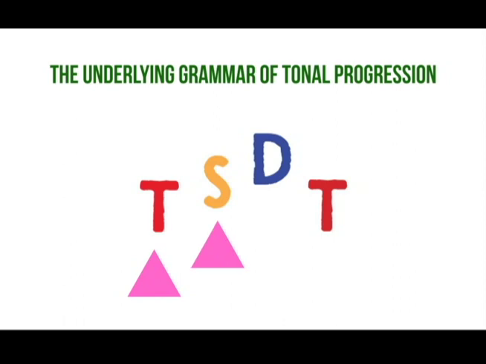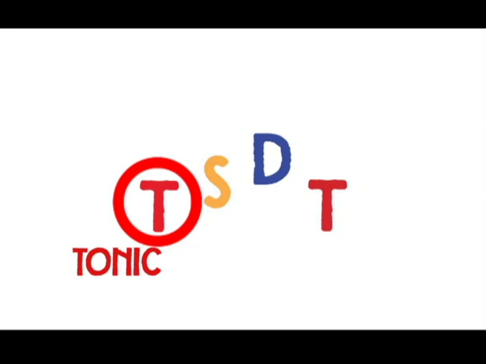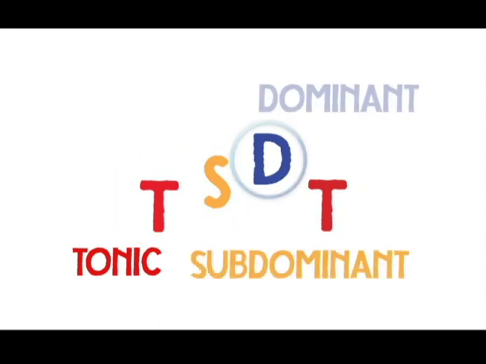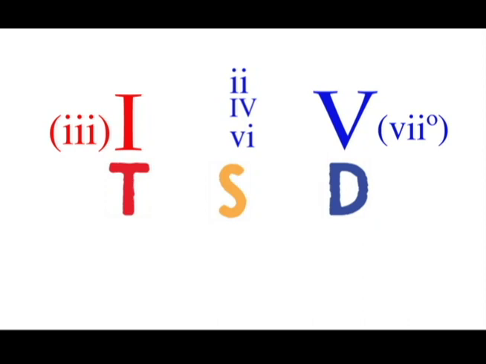So let's get started. The secret to knowing the underlying grammar of tonal progression is to remember TSDT, 4 simple letters. T stands for tonic, S for subdominant, and D for dominant. The chord in the T category is simply the one chord. That's our home tonic. The dominant category is almost always represented by the 5 chord, which we actually call the dominant. The subdominant category includes the 2 and the 4, and occasionally the 6. For now, we'll hold off on dealing with the 3 and the 7 chord.